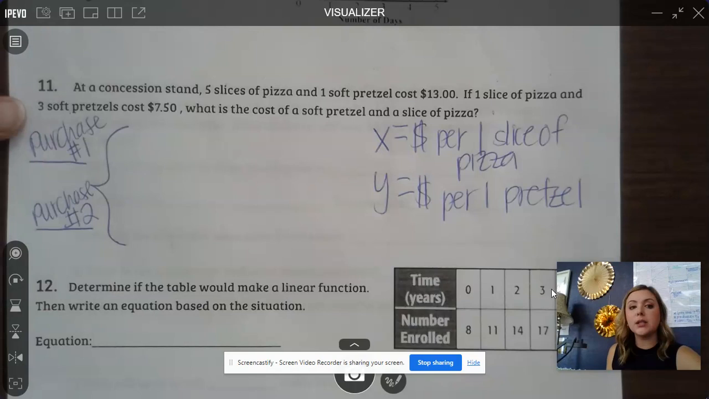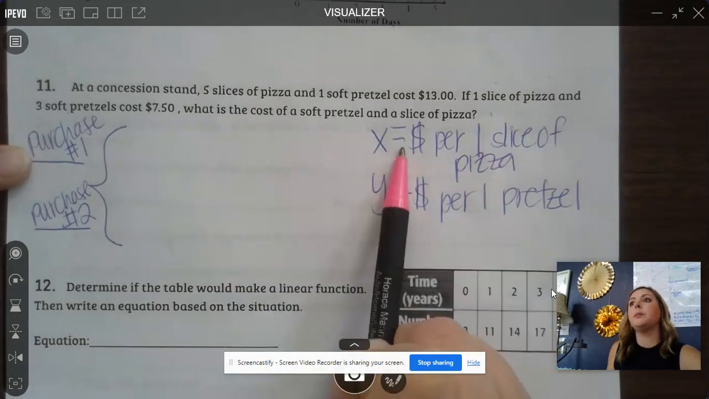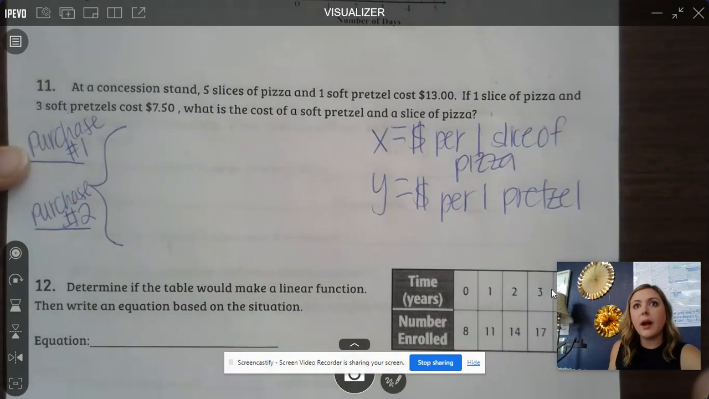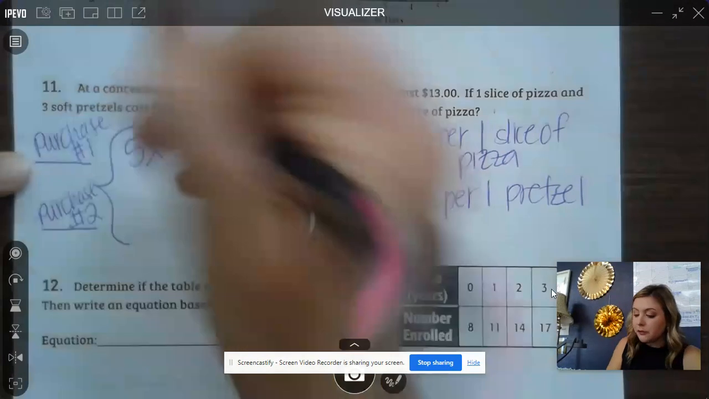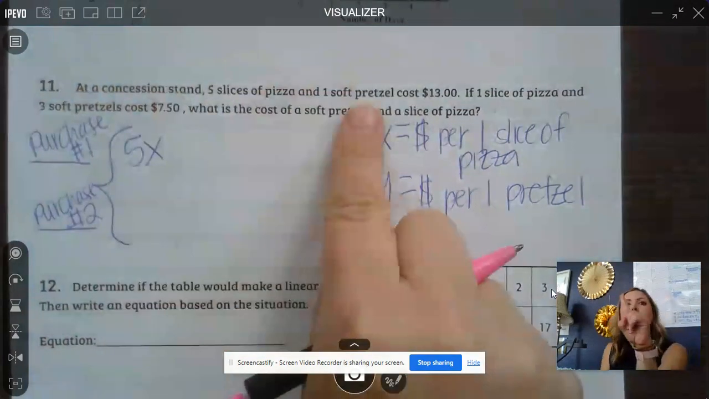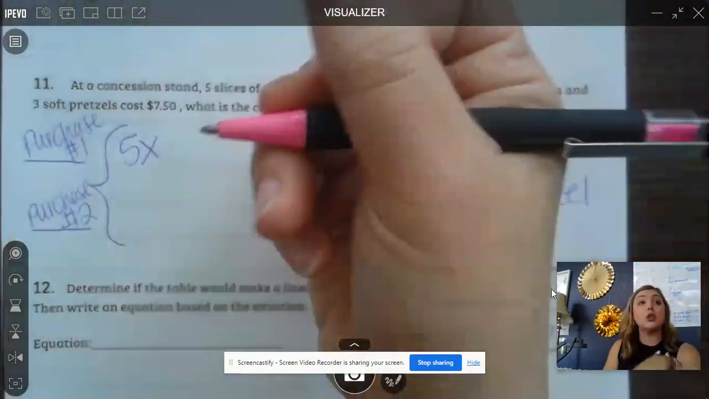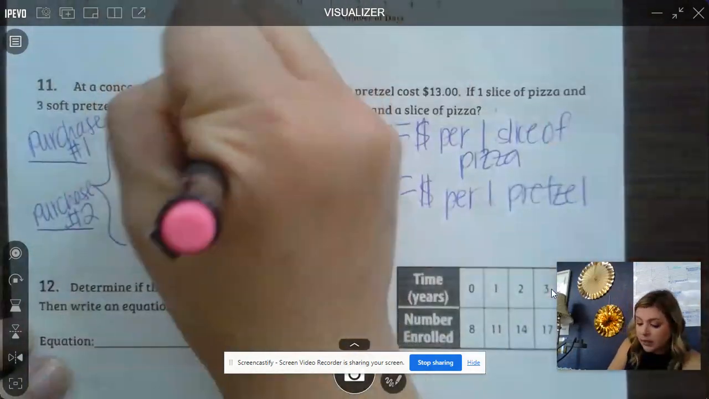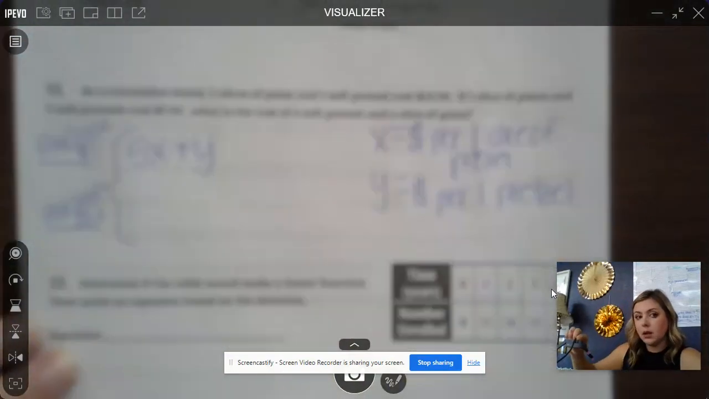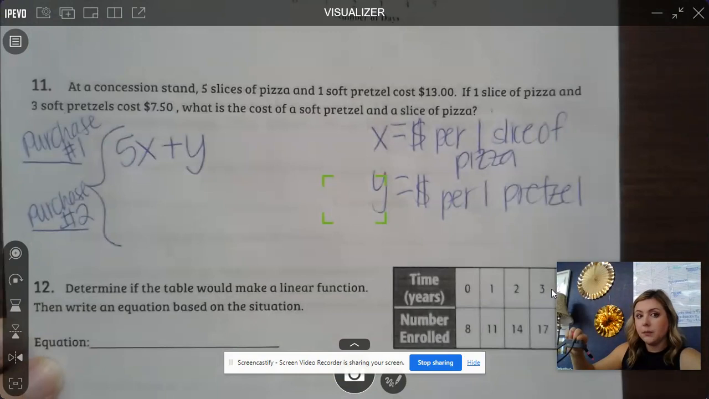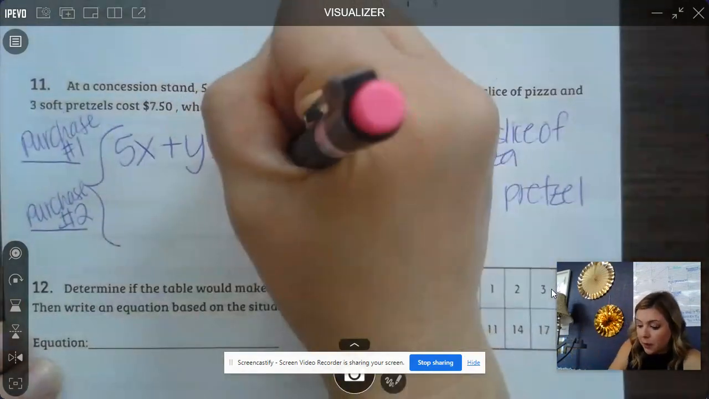So in purchase 1, there are 5 slices of pizza, and we've already labeled pizza as X. So how can I write that as the first part of the equation? 5X. Very good. So 5X and 1 pretzel. How can I write 1 pretzel? You can write 1Y, or you can just write Y. Very good. I'm just going to write Y. Okay. Equals, good, $13.